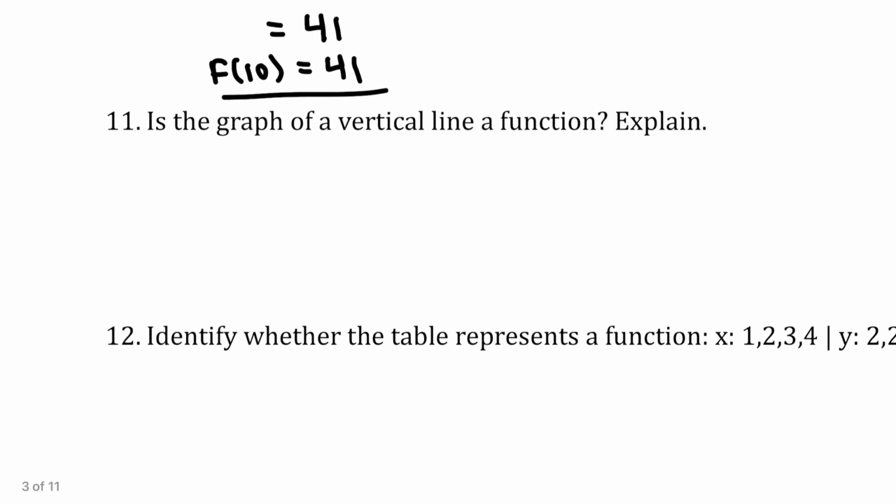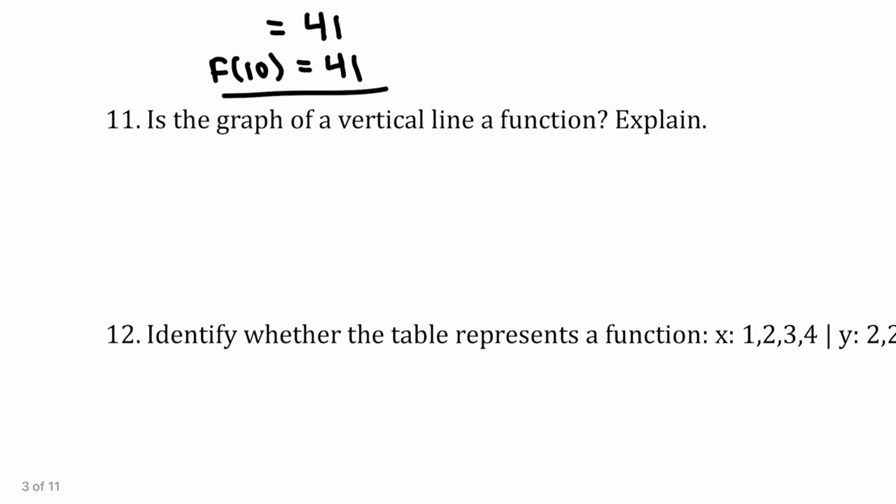For number 11, is the graph of a vertical line a function? So we know a function is each input has to have exactly one output. And on a graph, that means for every x value, we should only have one different y value. A vertical line is straight up and down, right?